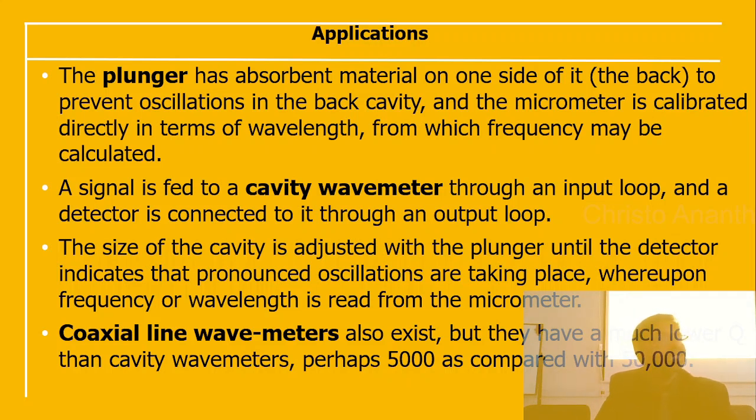Okay, so the size of the cavity is adjusted with the plunger until the indicator shows that pronounced oscillations are taking place, whereby the frequency or wavelength is read from the micrometer. So here coaxial line wave meters also exist, but they will have a lower Q factor than the cavity resonator. So maybe 5000, compared with a value of 50,000.